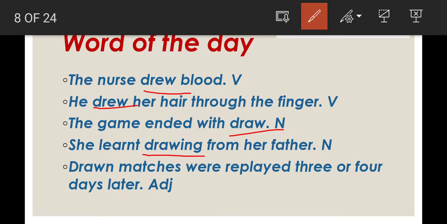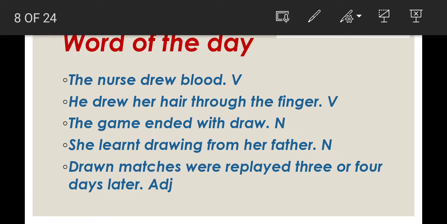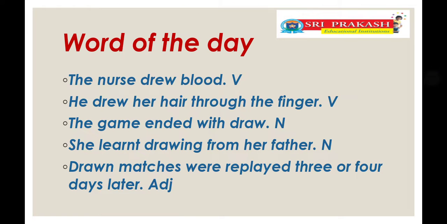And the last sentence, using drawn: matches were replayed three or four days later. Here drawn is used as an adjective, because drawn comes before the noun, so it is called an adjective. Okay children, I hope that you understood today's word. Then we go with the next one.